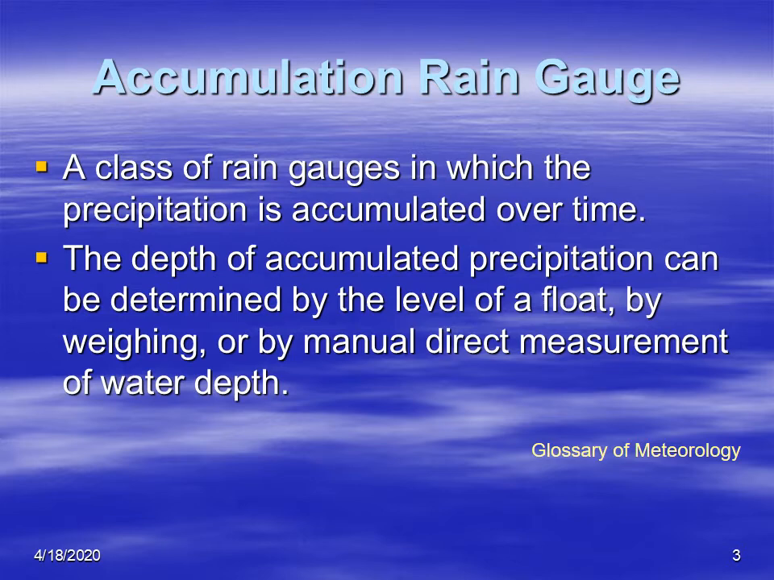And that can be done either manually by sticking a ruler into the accumulation gauge, or there might be a display that actually helps us estimate the amount of precipitation. It also can be done by weighing the amount of precipitation that's falling, or there may be a float that's connected to some electromagnetic device that will give you a readout of the amount of precipitation.